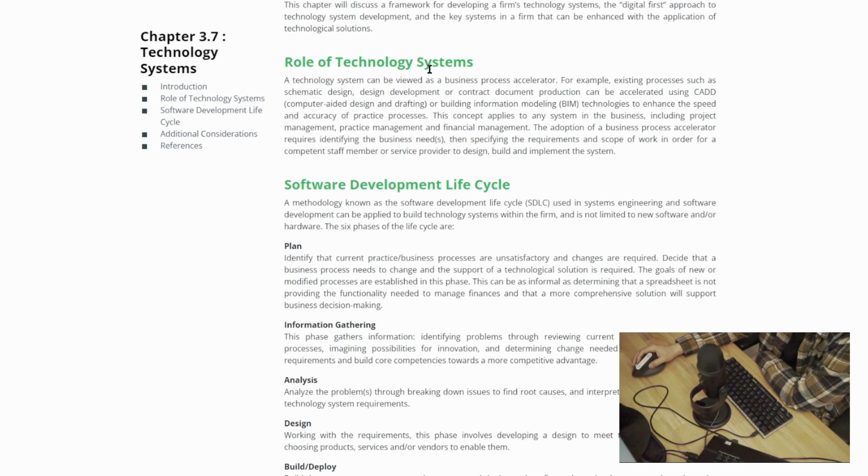Role of technology systems. A technology system can be viewed as a business process accelerator. For example, existing processes such as schematic design, design development, or contract document production can be accelerated using CAD, computer-aided design and drafting, or building information modeling, BIM, technologies to enhance the speed and accuracy of practice processes.